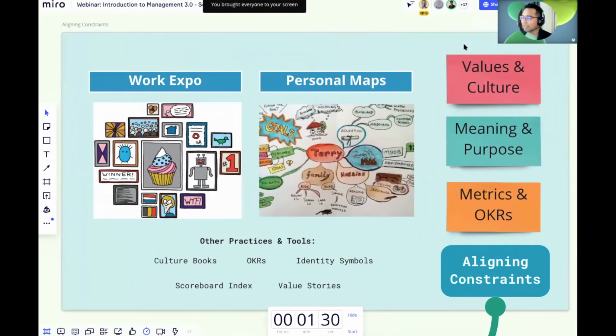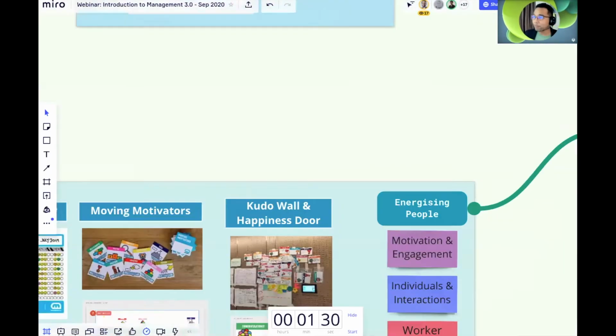We also talk about aligning constraints. We are all in such a diverse environment in terms of culture, in terms of thinking, in terms of experiences. Here we talk about values and culture, meaning and purpose, as well as how we measure performance. How do we create a purposeful working environment using OKR, which is objectives and key results? So two practices here would be the personal maps as well as the work expo. These are the things that we use within the aligning constraints view.